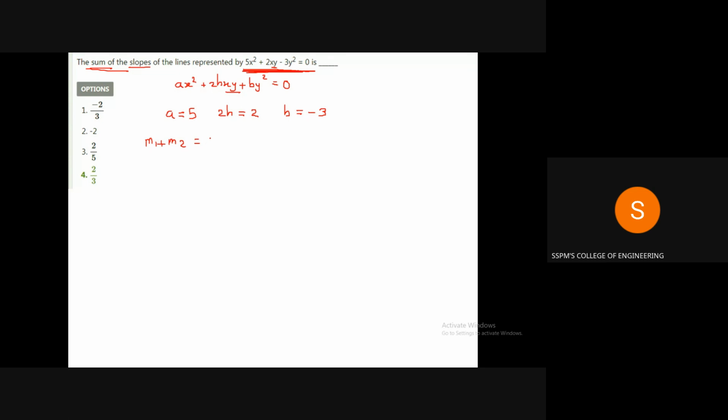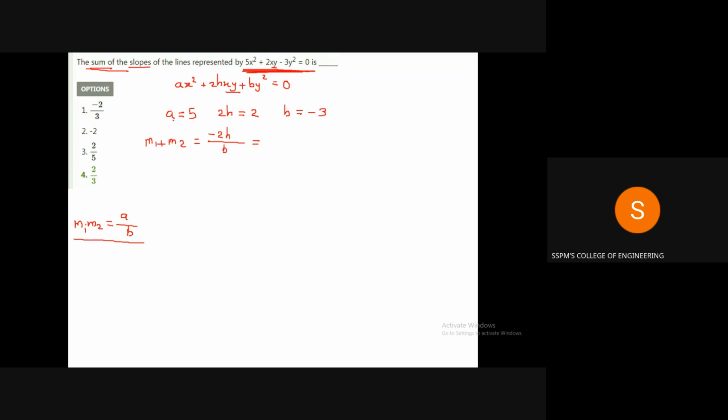So what is m1 plus m2? Just note this down. It is given by -2h divided by b. Okay. Remember this formula. Note down this. The sum of slopes is given by -2h upon b. Okay. And the product of slopes is given by a by b. Write this down. It is not needed in this question, but still write it down somewhere. m1 into m2 is a divided by b. Okay. The product of slopes is given by a by b.